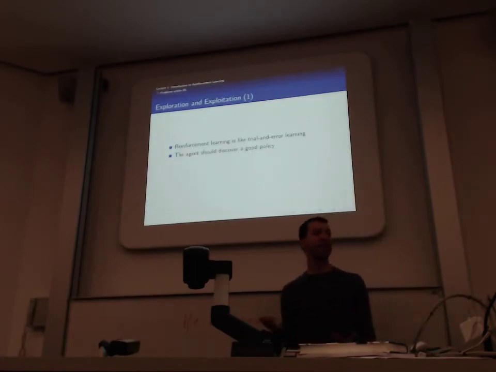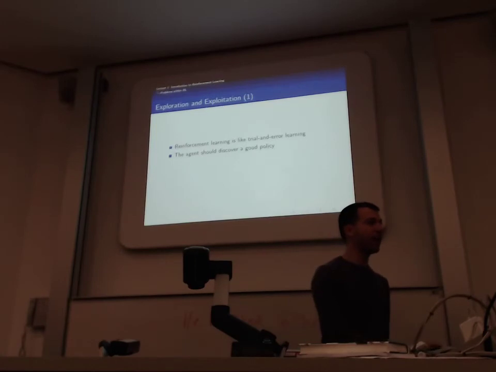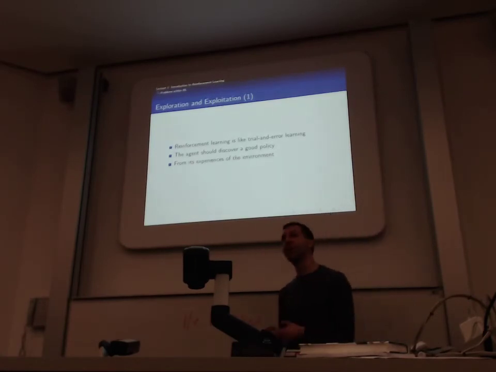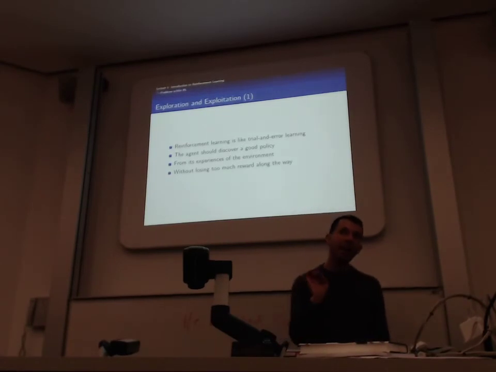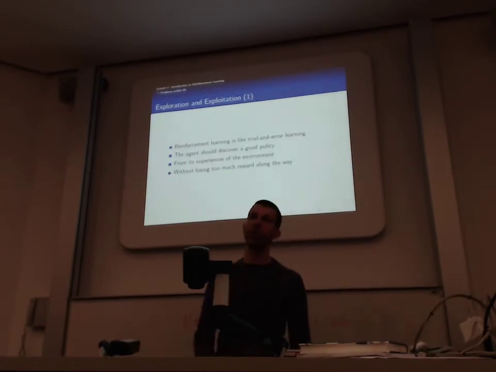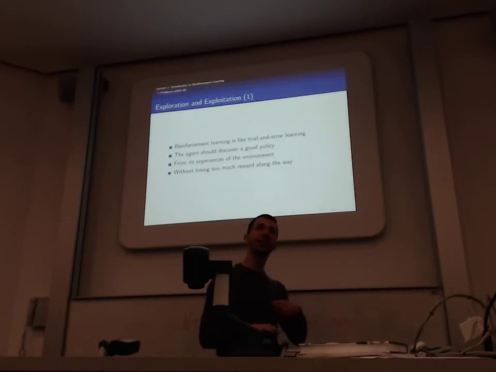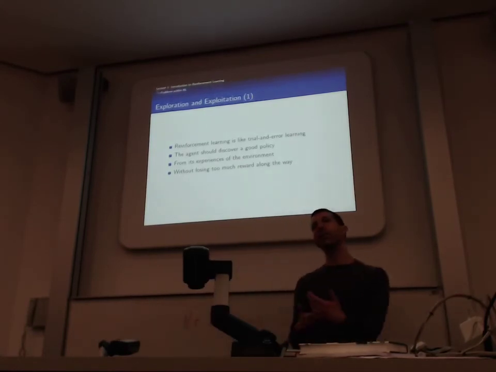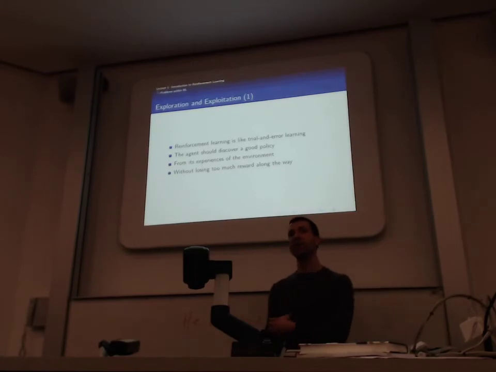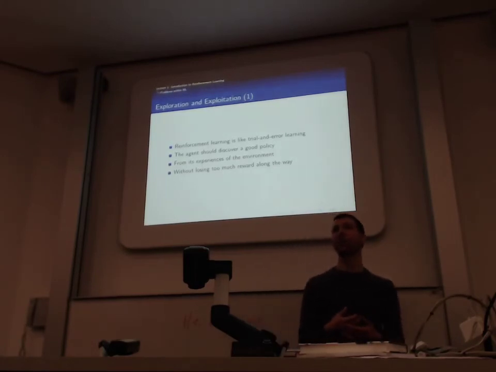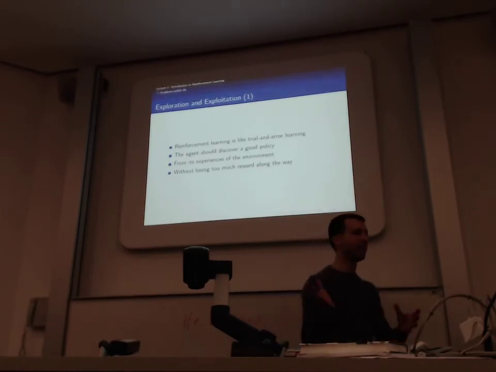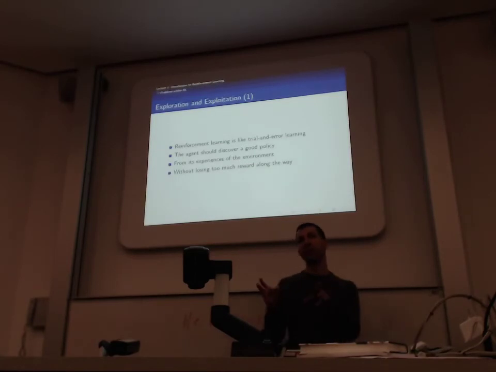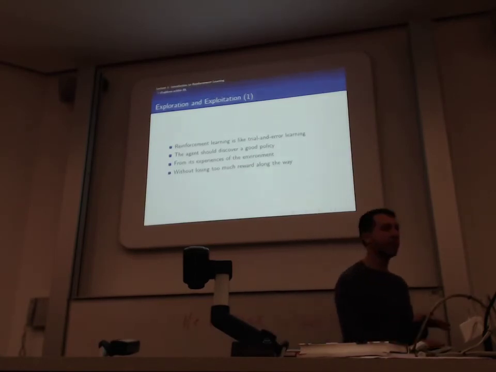The goal is for the agent to discover a good policy, a good way to behave, and it does that by accumulating experiences of the environment. But what's key is that it wants to do that without losing too much reward along the way. It wants to find out what's going on in that environment, but at the same time make sure it's not falling off cliffs and crashing helicopters and losing tons of money on the stock market and blowing up power stations. It wants to figure out how to behave optimally without doing any of these bad things.